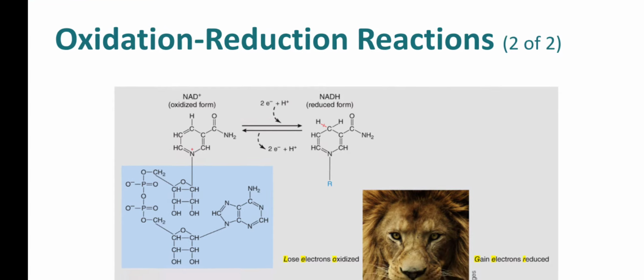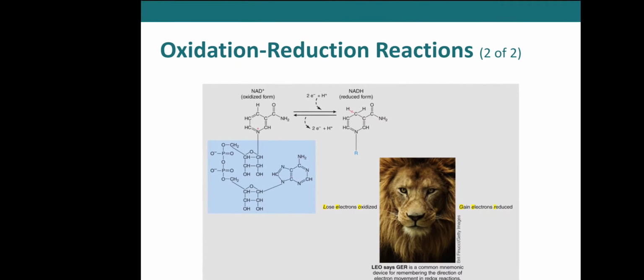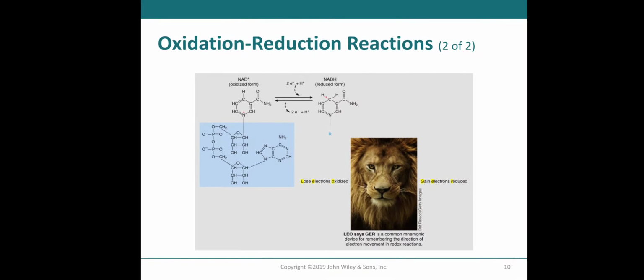One of the mnemonics for oxidation-reduction equations is LEO-GER, or LEO says GER. Lose electrons, that's oxidized; gain electrons, that is reduced. So LEO-GER. Actually, there are a lot of them, but LEO-GER is one of the more common or more famous mnemonics for oxidation-reduction reactions.